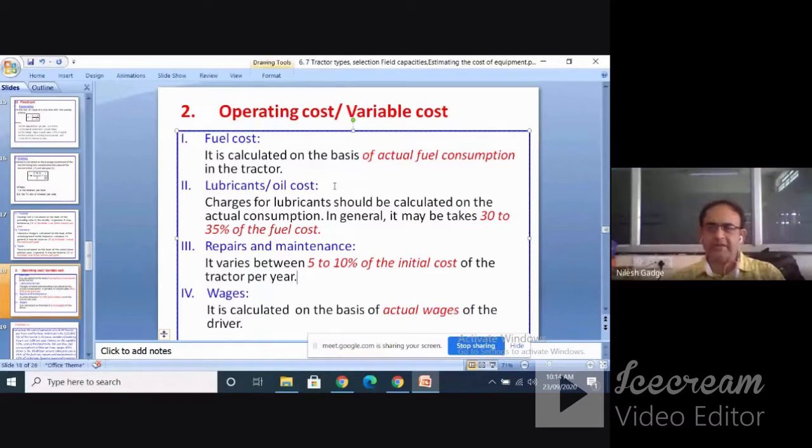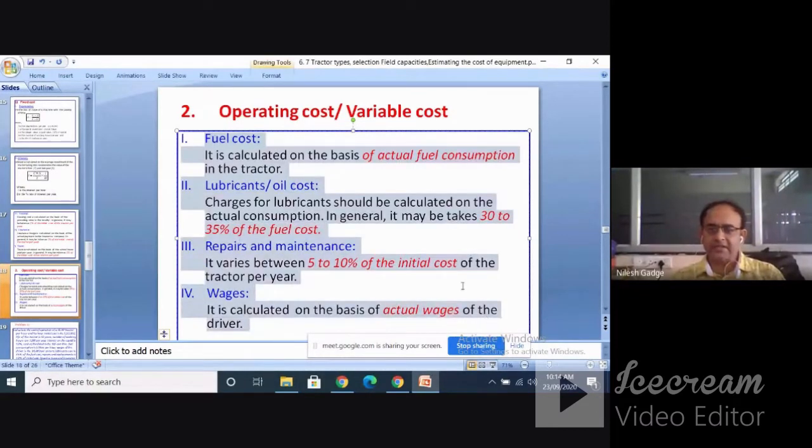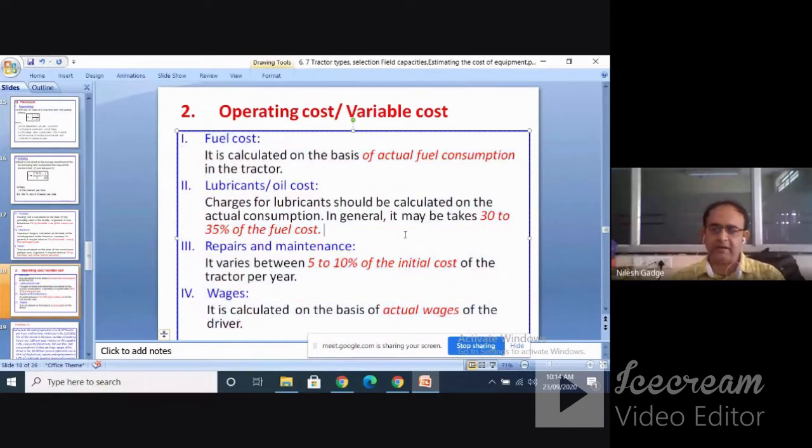So write down all these terms, and tell me if you have finished the fuel cost, then oil cost, repair and maintenance cost, and the wages of the operator. Write down all these terms. Operating cost is also known as a variable cost. Do it fast because we have to solve some examples on this.